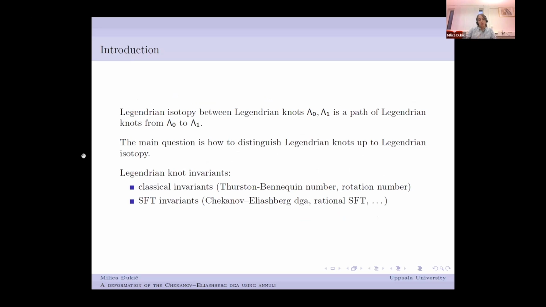And now a Legendrian isotopy between two such knots is a path of Legendrian knots from one to the other. And the main question we want to ask is how can we distinguish two Legendrian knots up to Legendrian knot isotopy? This question is already quite difficult in the smooth case, but we can also have distinct Legendrian knot classes within the same smooth class. And to distinguish those, we can use some existing invariants that are stronger than the smooth invariants in this setting. So this includes classical invariants like Thurston-Bennequin number, rotation number, and SFT-type invariants like Chekanov-Eliashberg DGA and rational SFT.